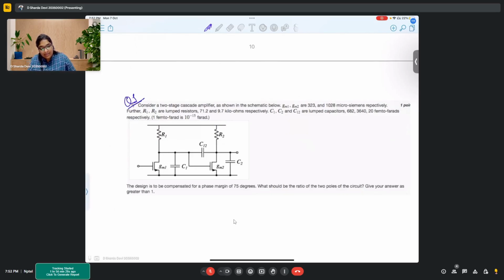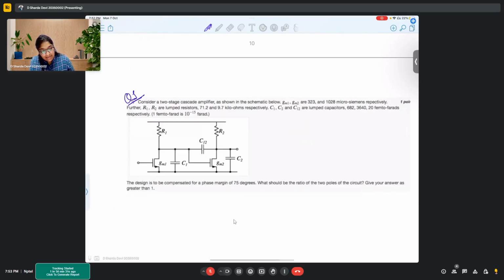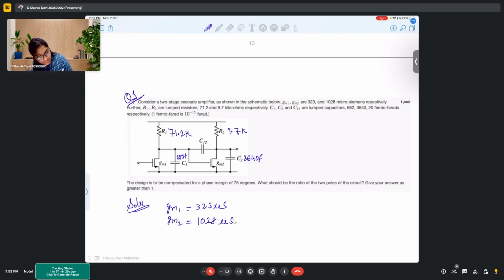In this question, you have a two-stage cascade amplifier as shown below with GM1 as 323 microsiemens, GM2 as some microsiemens, R1 71.2K, 9.7K, 682 ampere, 3640 ampere. This is 20 watt.